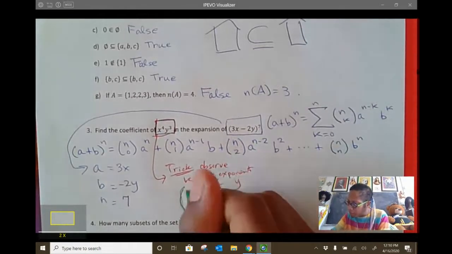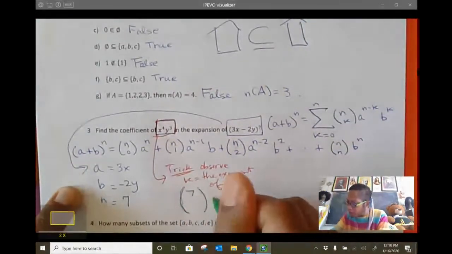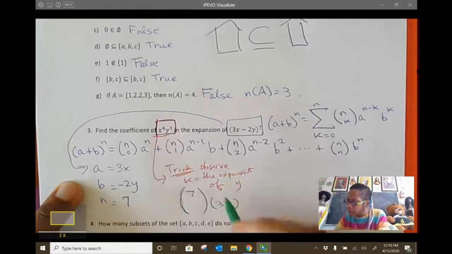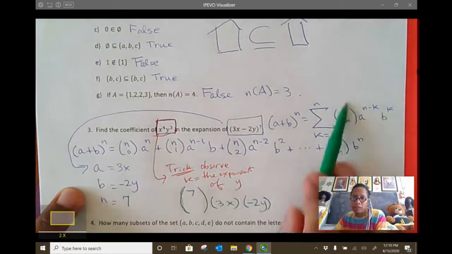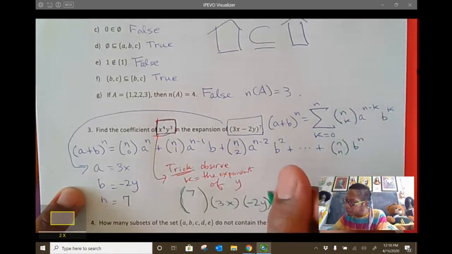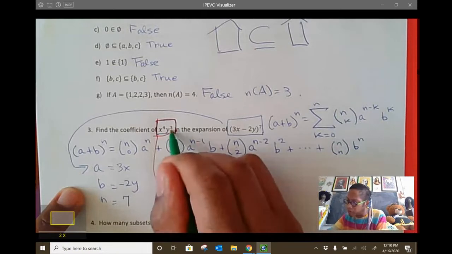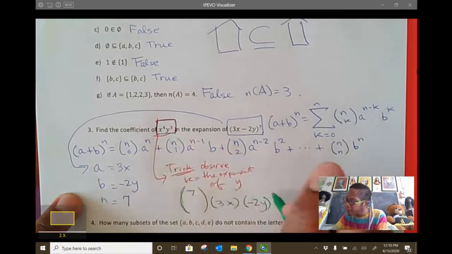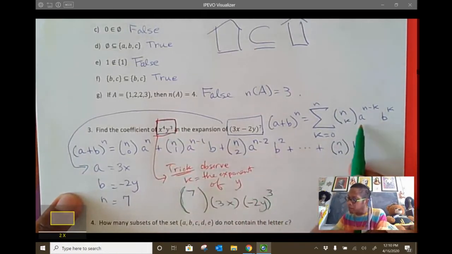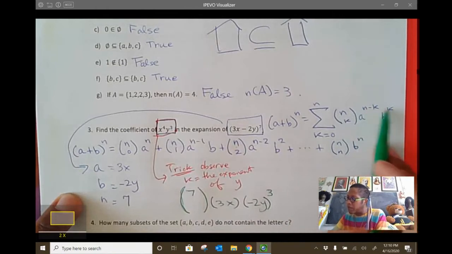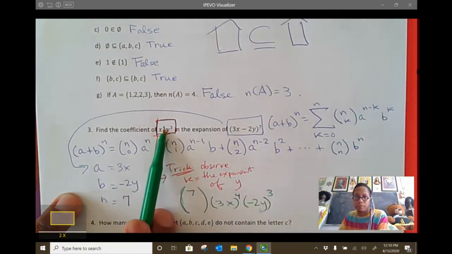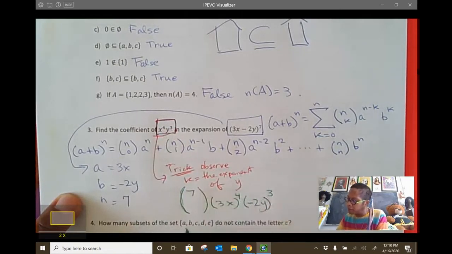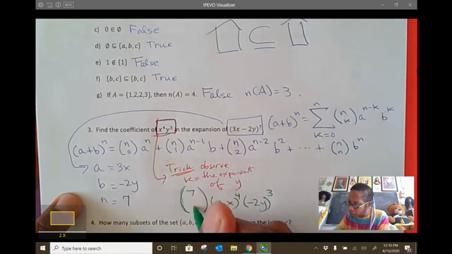So n is 7. And I know I have a, which is 3x to a power. And I have b, which is negative 2y to the power of k. K, that's why this thing is key. K is 3, because that's where we're getting that. The power of a, well, the numbers here have to add up to 7. So this is obviously 4. And we can also get that from that number. And then what's down here? It's still k. So 3 goes here.